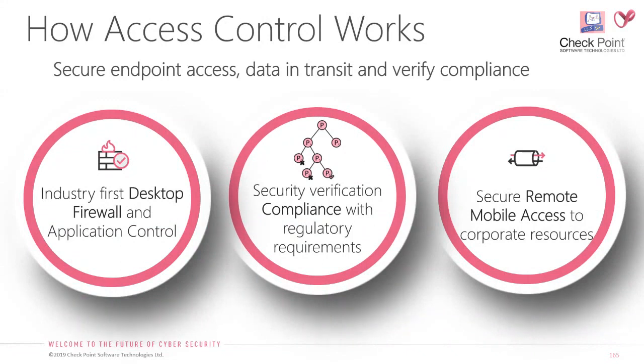How will access control work? Access control, as I said earlier, has three kinds: the desktop firewall and application control. Access control basically reduces the attack surface, even before any attacks happen. With the desktop firewall, as you know, you can configure the source IP, destination IP, source port, and destination port, and you can prevent everything inbound to the endpoint.